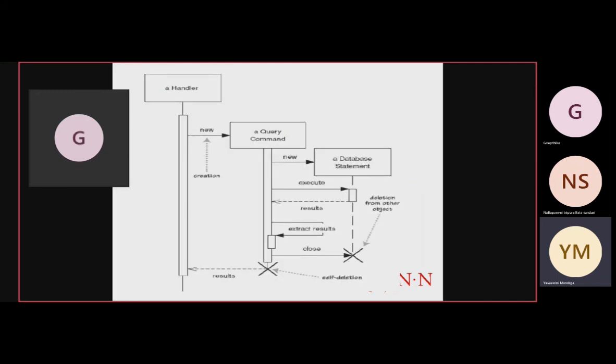See, we have a handler, query command, and database statement. The handler will generate the new event, a new message. Then the query will pass the new query, execute it and send back the result, then extract the result and close the database. After closing the database, by using the cross symbol, we close the lifeline. In the same way, for the query command also, we close the lifeline. The cross symbol plays a major role in closing any lifeline.